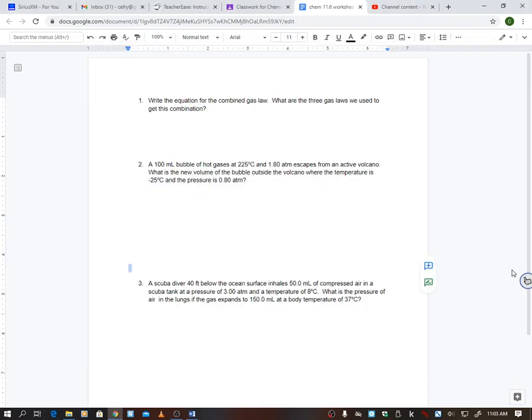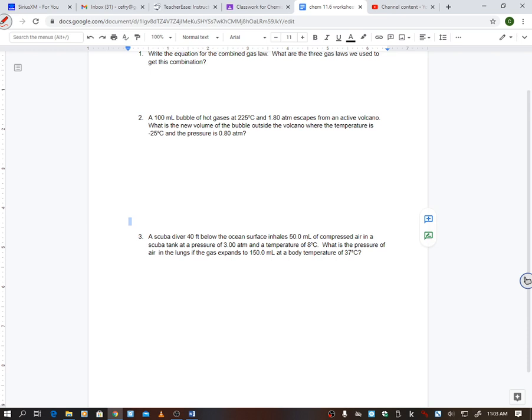Okay guys, here is a quick going over this worksheet real fast. We saw where our combined gas law is P1 times V1 over T1 equals our final pressure times final volume over our final temperature. Then we go through and read and see what all this is. I'm just going to write it off to the side here.